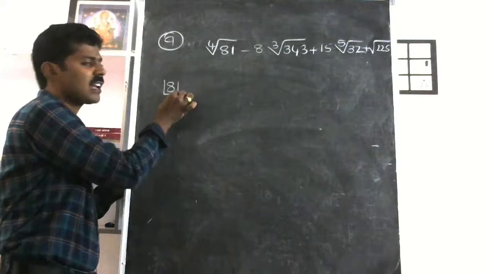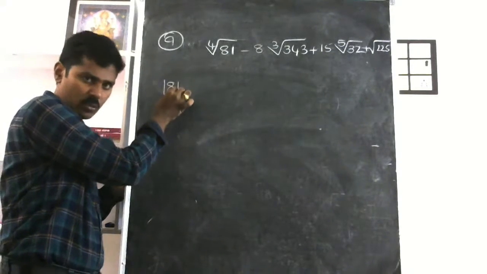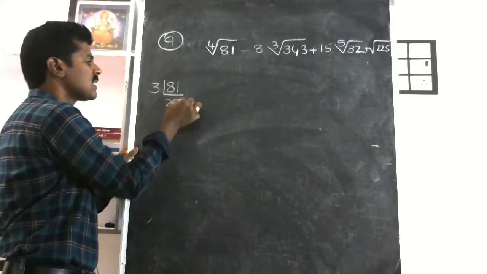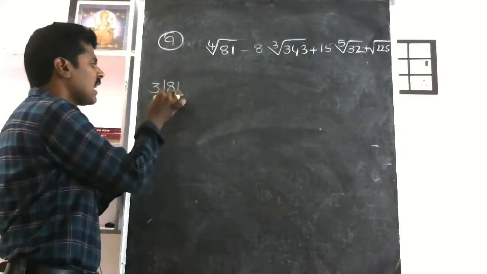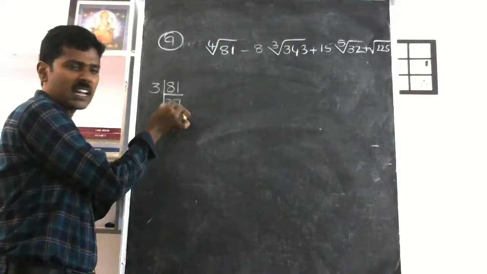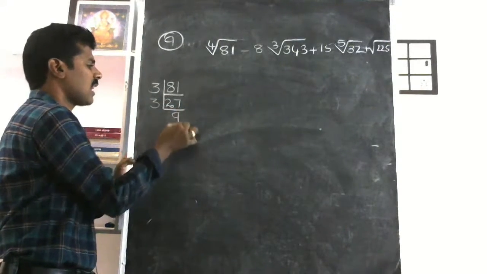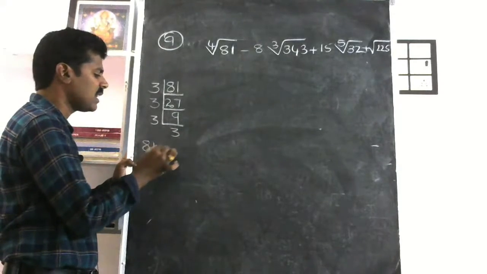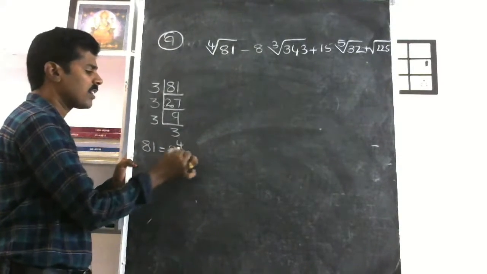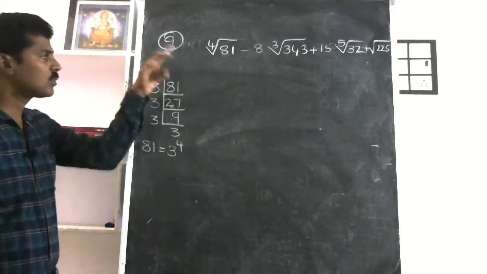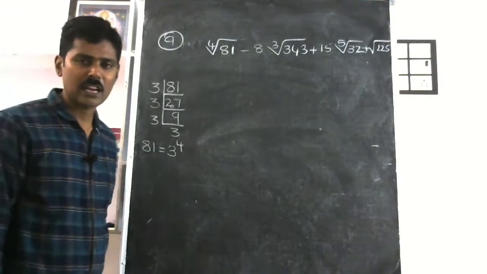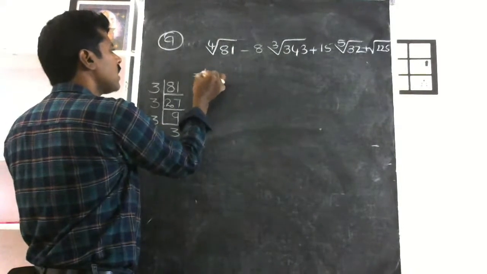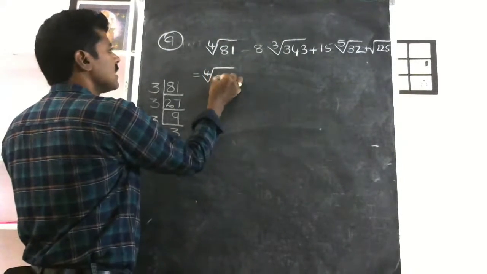So 81 doesn't divide by 2, the first prime number, so I will go with 3. 3 27s are 81. Again, 2 won't divide here, so 3 again, and I will get 9. And again, 3 and 3. So 81 can be written as the 4th power of another rational number. Hence, the 4th root of 81 is not irrational. So the 4th root of 81 can be written as 3 to the power 4.